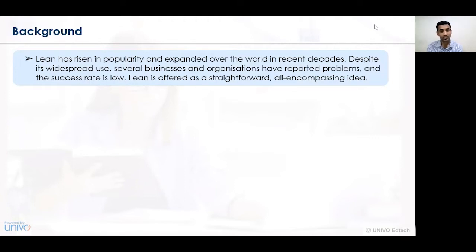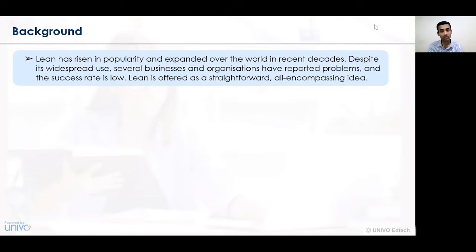And hence, the success rate was also very low. But in case of an organization wherein lean has been offered as a straightforward method, it encompasses all the ideas, and all the considerations have been taken as to how we can control a particular data, and how the various tools and techniques can be employed and used.